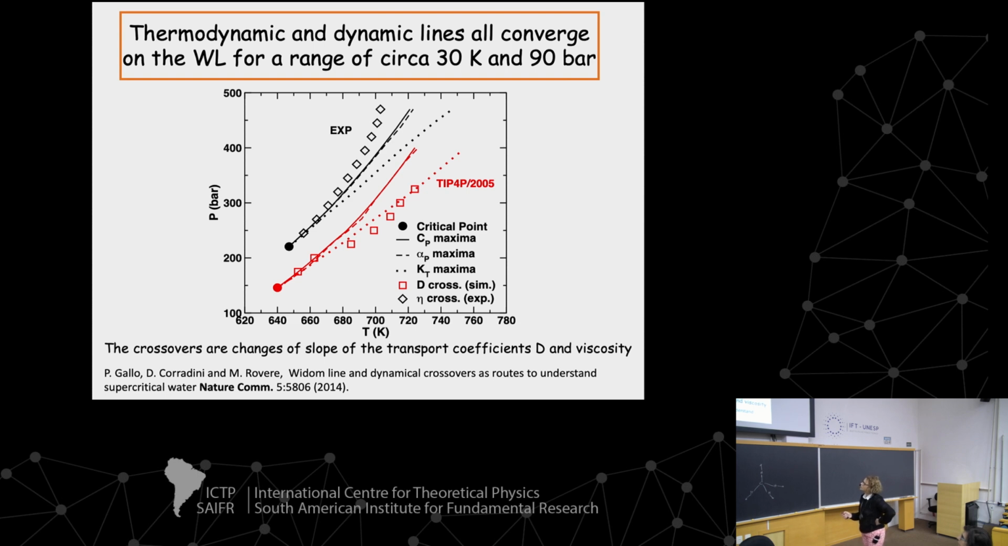And what we found out is that when we have this dynamic crossover, of course in the supercritical it's not fragile to strong, but a dynamic crossover, it is because the fluid is passing from a region in which it is more gas-like to a region in which it is more liquid-like. And of course, dynamics is slightly different. So you always see in the dynamics this signature of the thermodynamics.